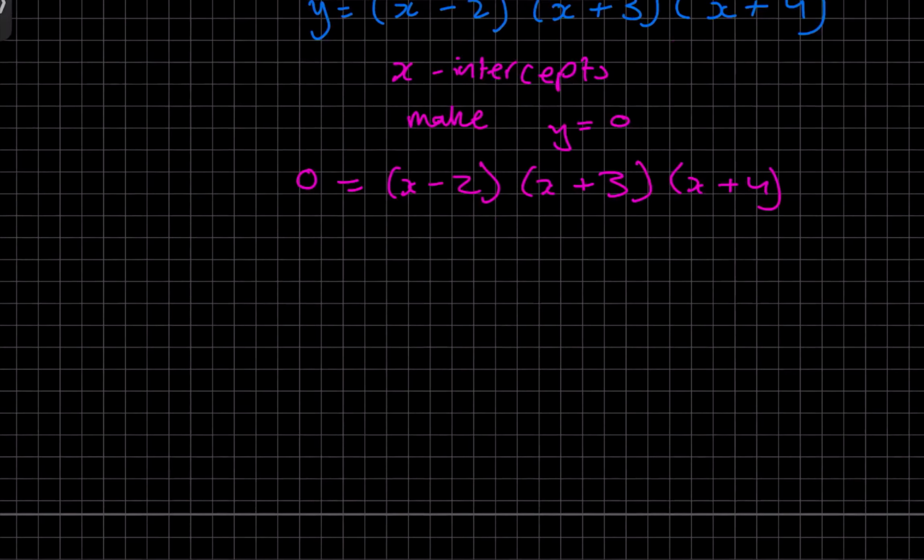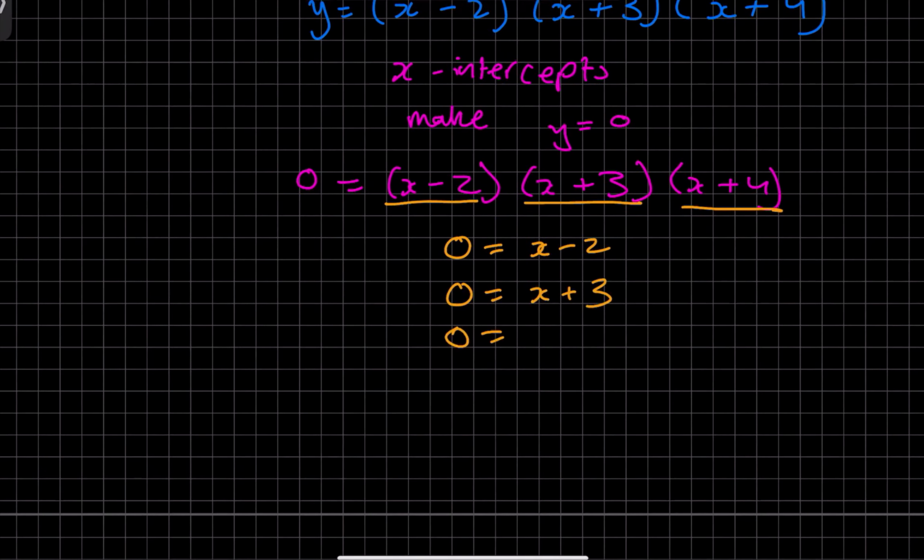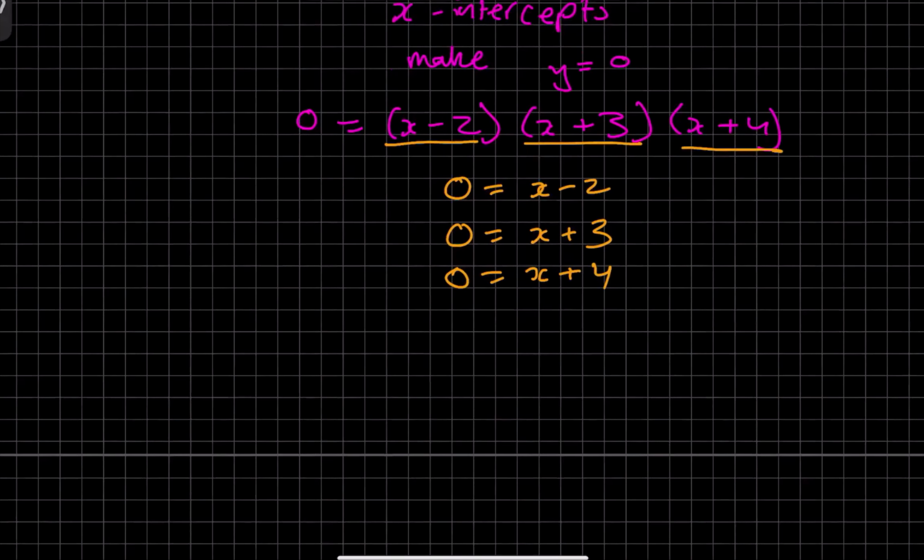However, what we will do is use the null factor law, which allows us to split each of these factors into their own equations, giving us 0 equals x minus 2, 0 equals x plus 3, and 0 equals x plus 4. We can use these three equations to figure out our x-intercepts. So rearranging for x, this would give us x equals 2, this would give us x equals negative 3, this would give us x equals negative 4. So our x-intercepts will be at negative 4, negative 3, and 2.